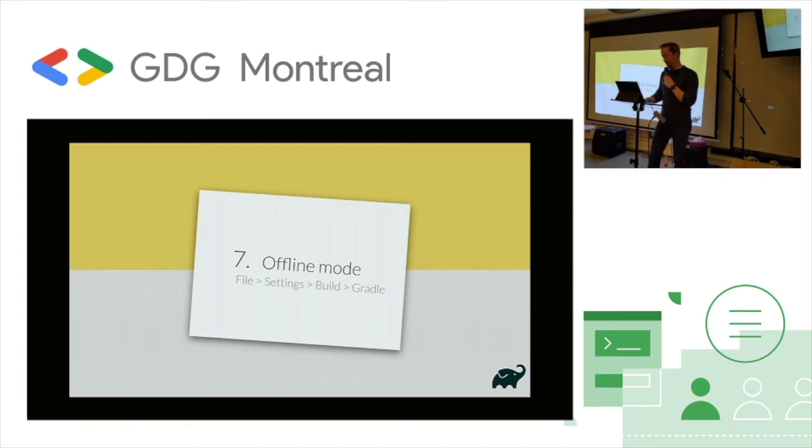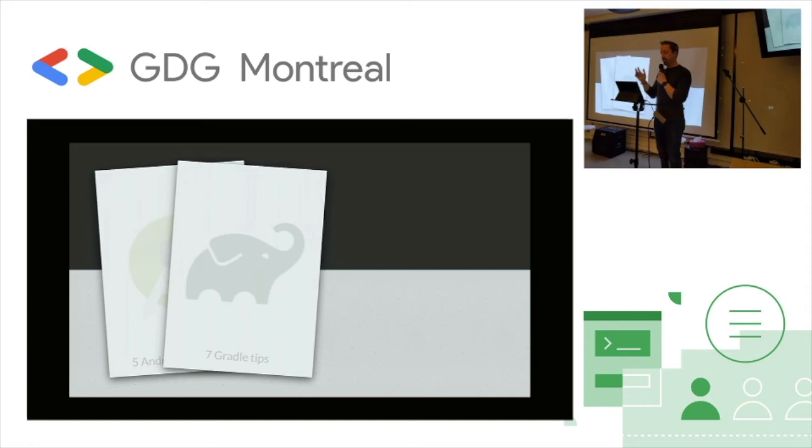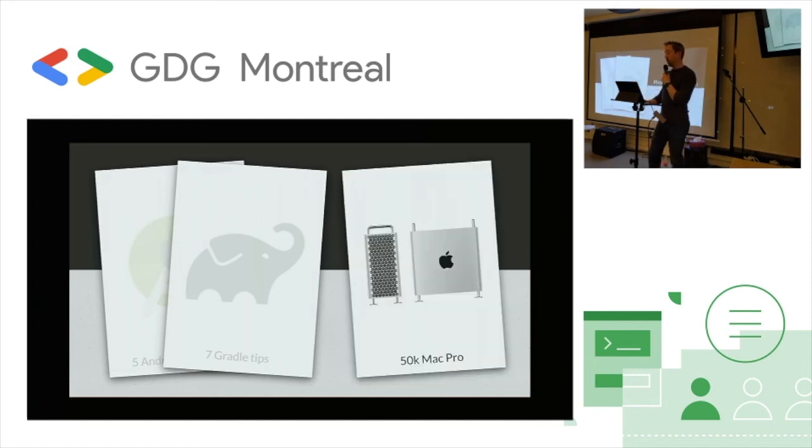So that's pretty much it for the Android Studio and the Gradle build. But what if we want to make things even faster? So there's a couple of things we could do. Basically, buy a $50,000 MacBook Pro.